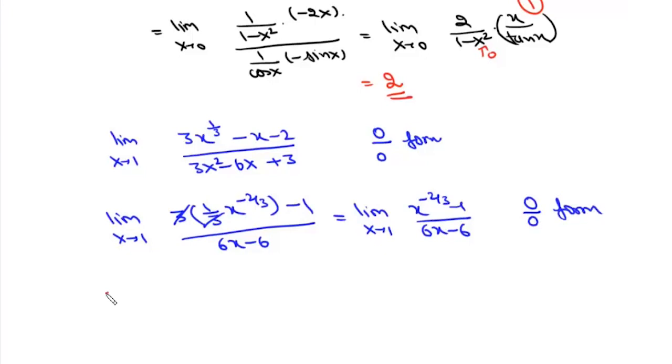Now, we can differentiate this. So, it will be this limit x tends to 1, minus 2 by 3 x to the power minus 5 by 3 upon 6. Now, if we use direct substitution, it will be minus 1 by 9. So, the answer to this limit is minus 1 by 9.